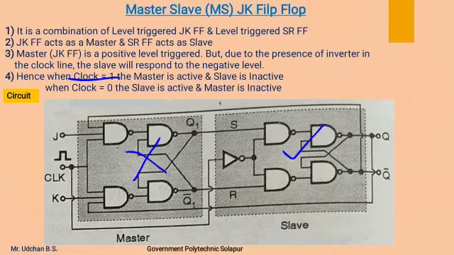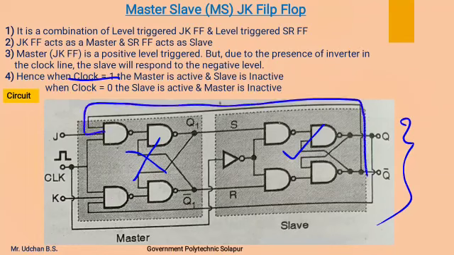Again, the output terminals, that is Q and Q complement, are connected as an input to the JK flip-flop, that is to the NAND gate of JK flip-flop. This Q terminal is connected to this NAND gate Q complement, and this Q output is connected to this NAND gate.